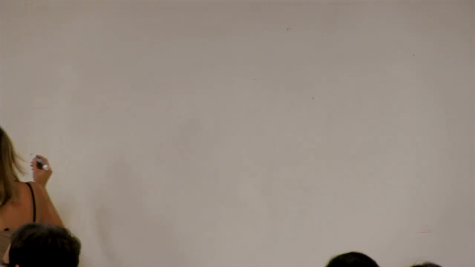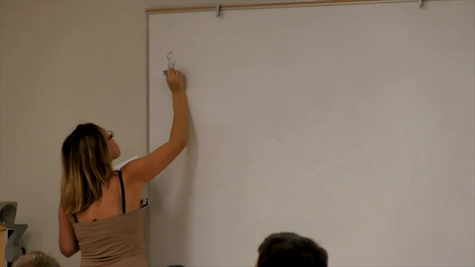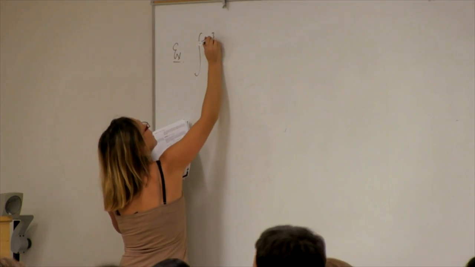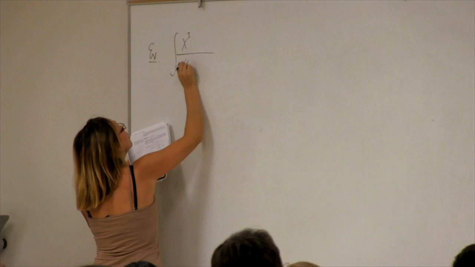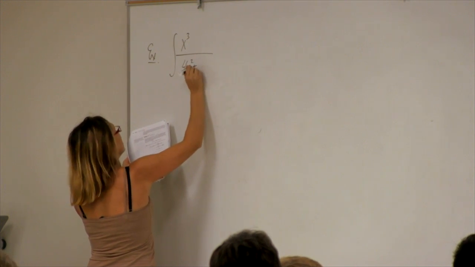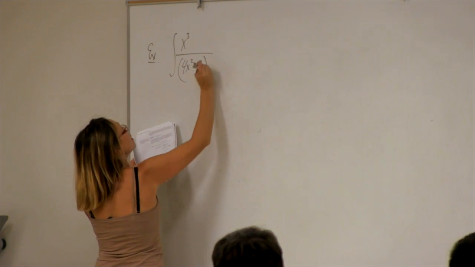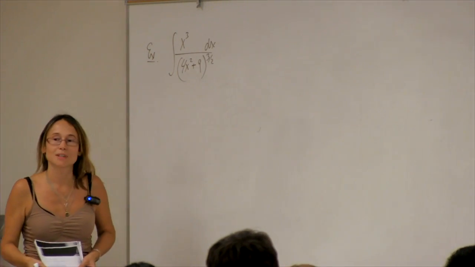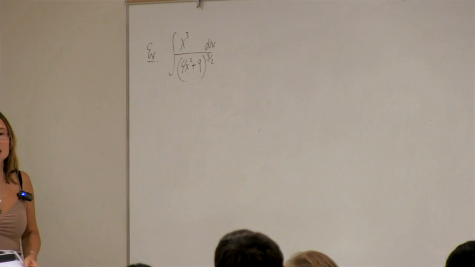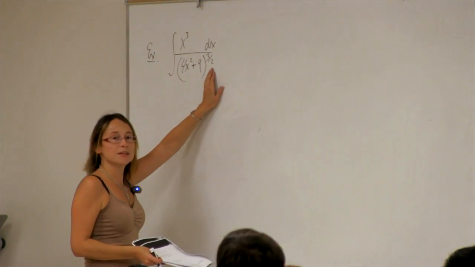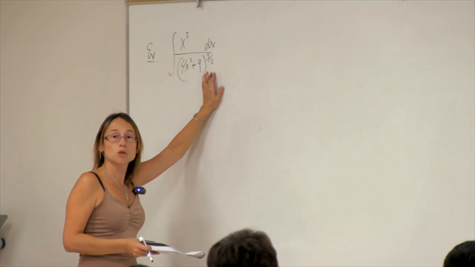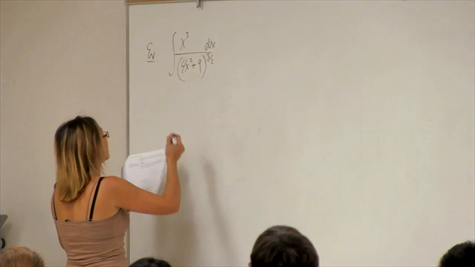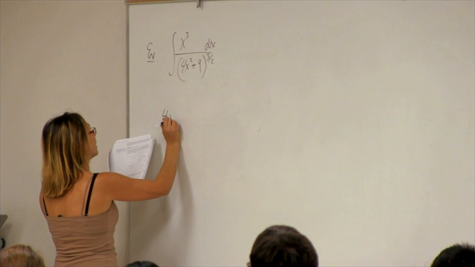So let's consider an integral: x cubed over 4x squared plus 9 to the power 3/2. So do we have a square root here? Yes, because we have a power 3/2. It's a square root cubed. So we can use all the same rules. So let's write down what we have there.